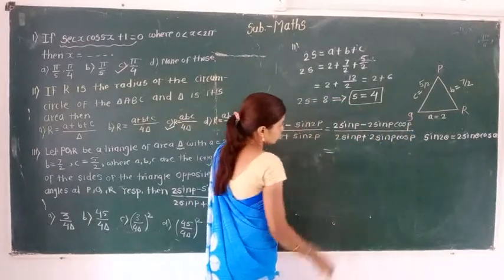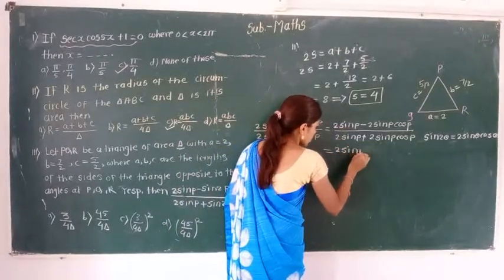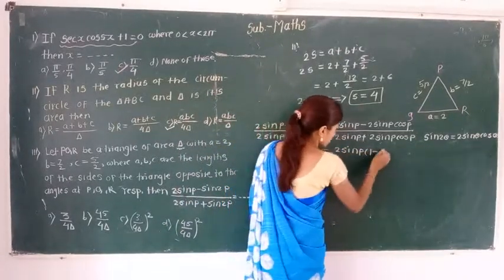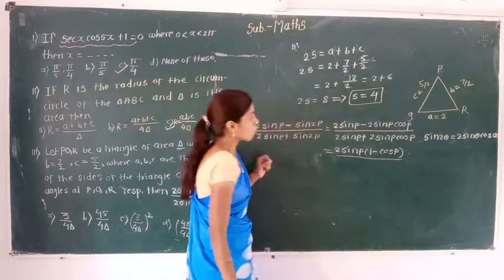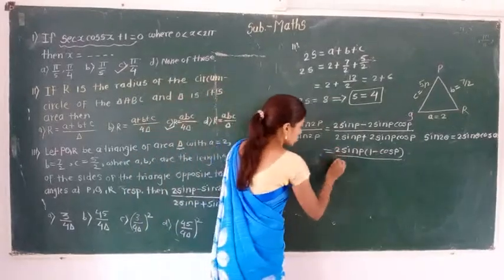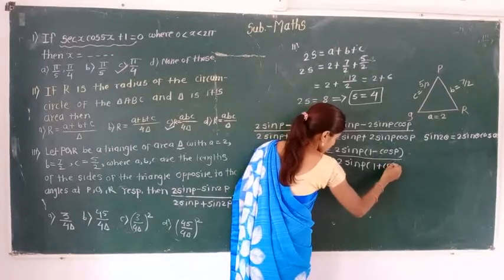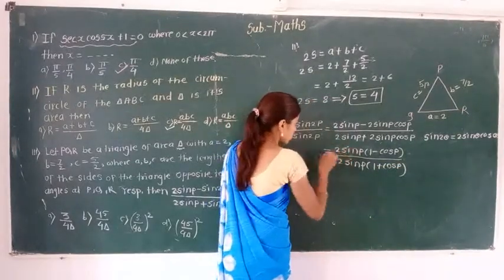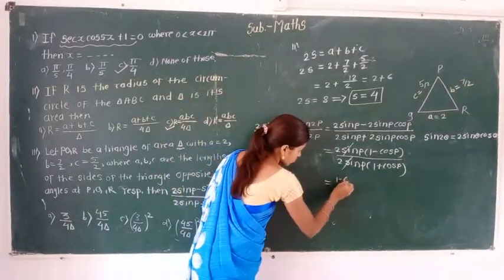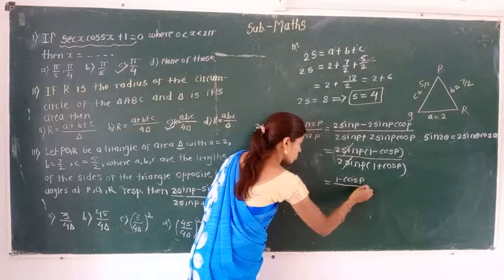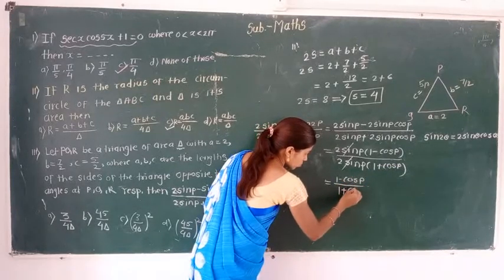Okay, now first of all take a common factor of the numerator, here 2 sin p. In bracket we can write 1 minus cos p. Also take a common factor of the denominator, here 2 sin p. In bracket we can write 1 plus cos p. Now this term gets cancelled. We can write here (1 minus cos p) divided by (1 plus cos p).